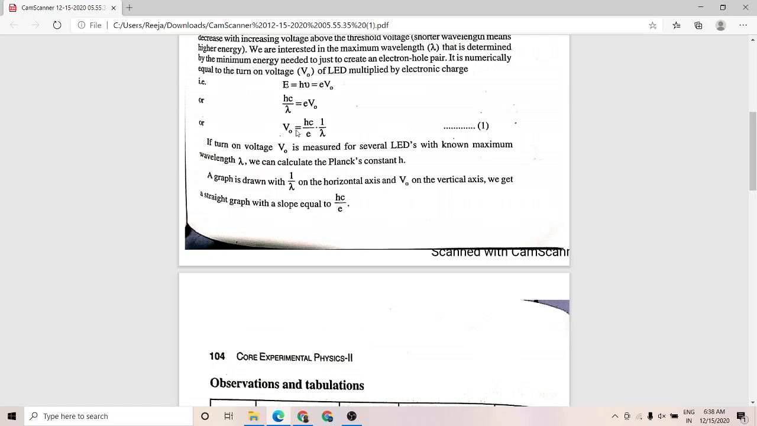The energy corresponding to that wavelength is found out, that is, we determine the value of V0 required for every color and plot a graph between V0 and 1 by lambda. From the slope of that graph you can calculate h. Also you can do this simply by mathematical calculation by substituting in this equation.